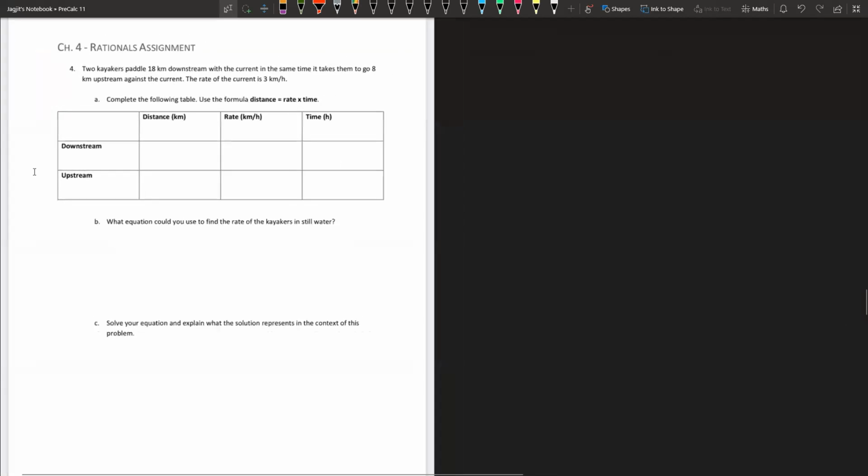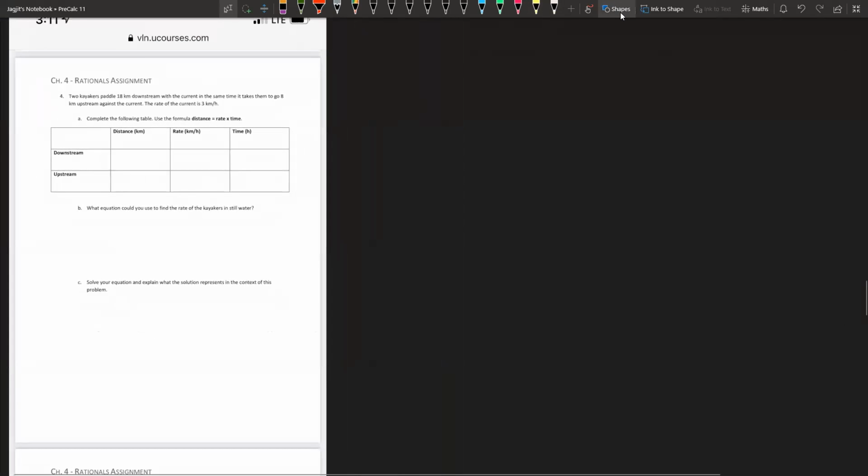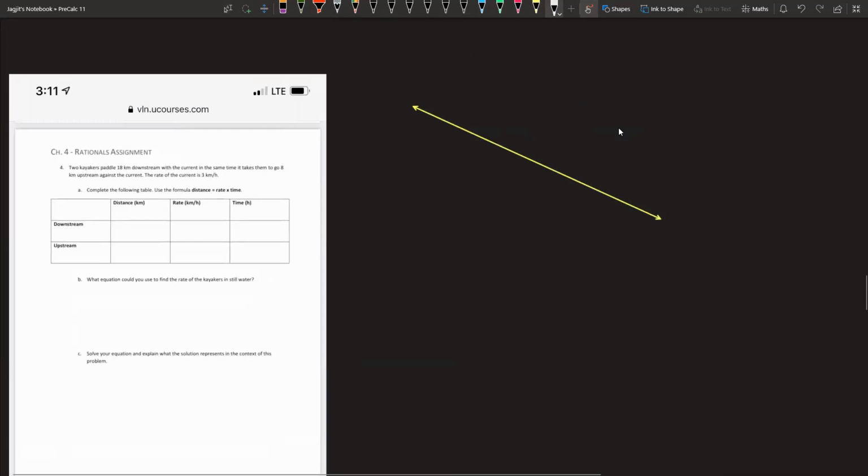So the main thing is to be able to set up this question. Always try to visualize what's happening. So let's say this is your river. At the top, I'm going to write down your expressions for downstream. When you're going downstream, what's going to happen? This is the downstream part, and this is going to be the upstream part at the bottom.